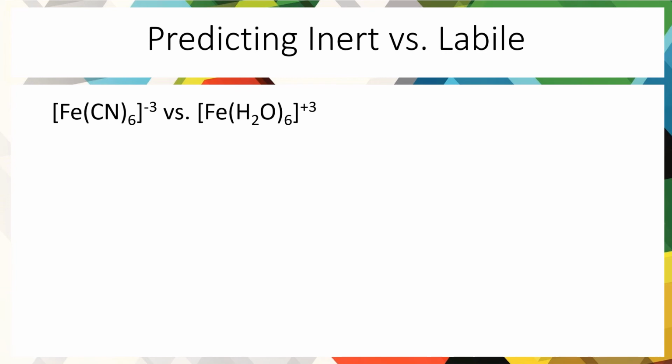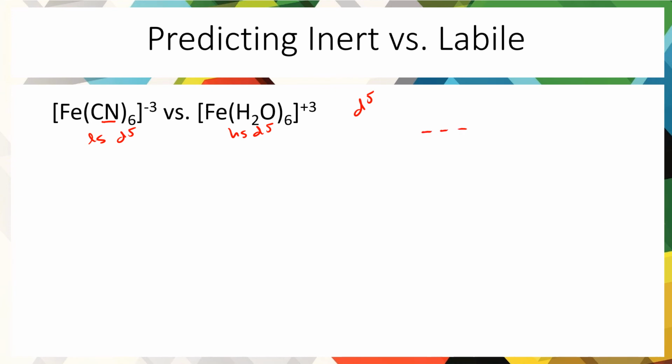So in our first example here, we have iron 3. Iron 3 is going to be a d5 complex, so they're both d5 in this case. We have a cyano complex here, and we have an aqua complex. The cyano complex is a very strong field ligand, so this is going to be low spin d5. And our other complex, the iron aqua complex, is going to be a high spin d5. So, low spin versus high spin.